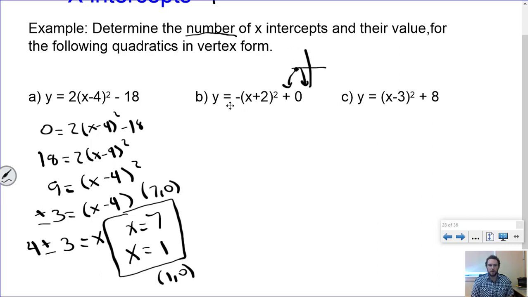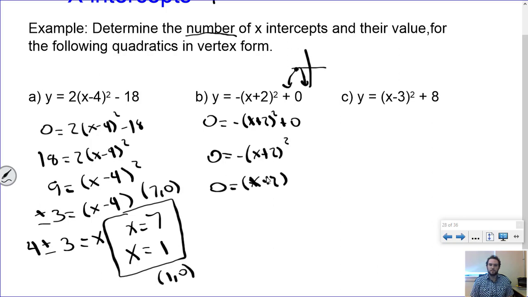So again, what I want to do is solve for my x-intercept by letting y be 0. So I say 0 is equal to the negative of (x plus 2) squared plus 0. Well, if I wanted to get rid of this plus 0, I'd move it to the other side by subtracting it. 0 minus 0 is equal to, well, 0. So 0 is equal to the negative of (x plus 2) squared. Now, I want to get rid of this negative. In order to get rid of a negative, we have to multiply both sides by -1, right? We take the negative of both sides. So the negative of 0 is 0. So 0 is equal to (x plus 2) squared.